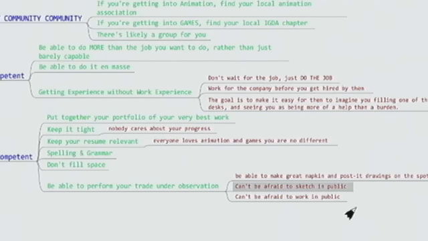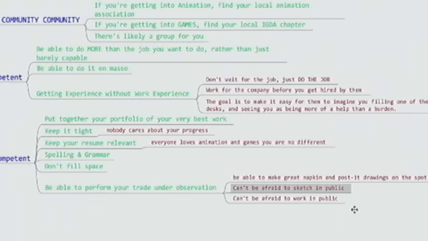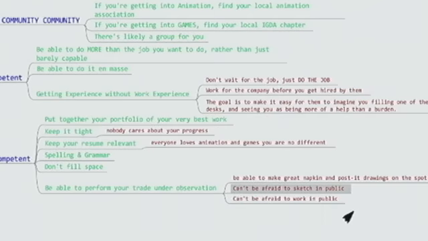Be able to produce work to your own standards. Find what your standards are. Be honest about your standards. Figure out how good you want your stuff to be. Get to the point where you can draw stuff that you yourself like. You know, that's where I'm at. I'm finally at that point.